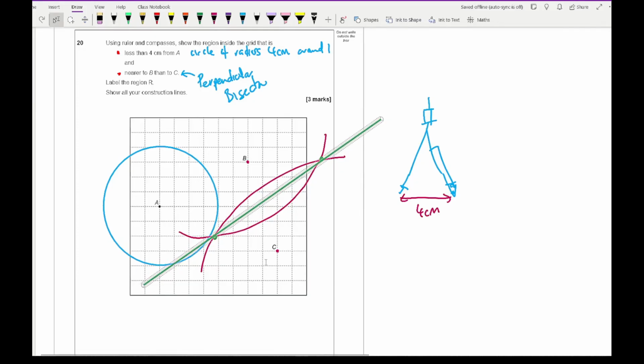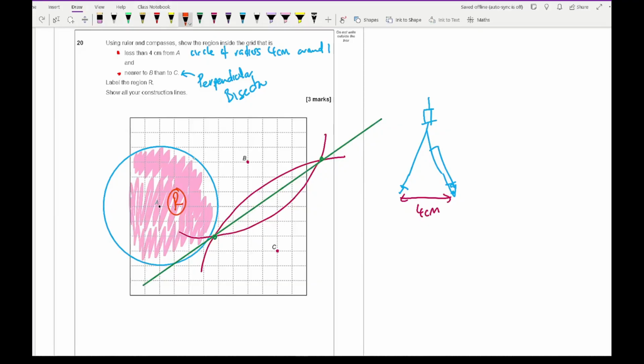So it should look something like that. Now what we're looking for is an area that is closer to B than it is to C. So we need to find or highlight the area that's inside the circle, but on the top side of that green line than it is the other. So what we're looking for on this diagram is going to be this region here, like so. And then I'm just going to label that as R.